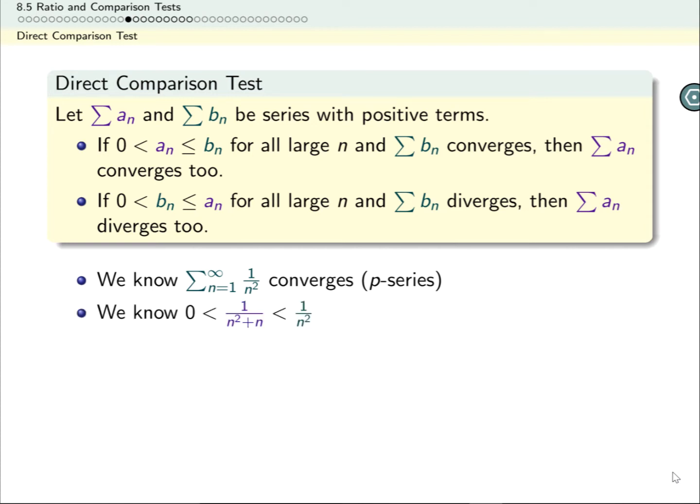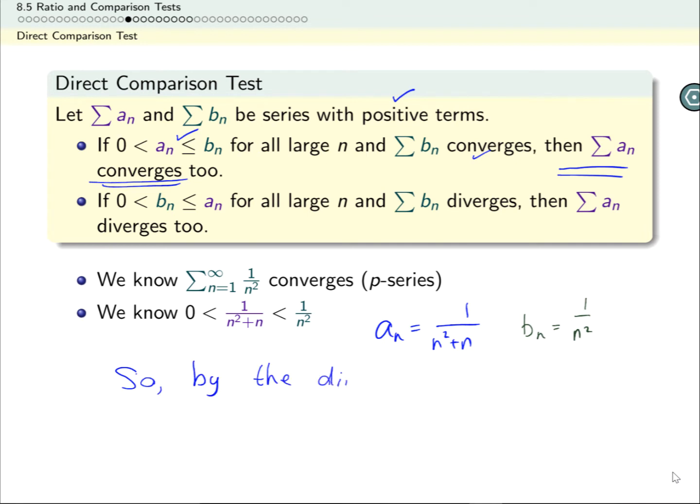Here's a sequence with smaller terms. If I let a_n be the sequence 1 over n squared plus n, and I let b_n be the sequence 1 over n squared, then let's look at the comparison test. They both have positive terms. My a_n's are smaller than my b_n's, and my b_n's converge. So the comparison test tells me that when I add up my a sub n's, that series converges as well.